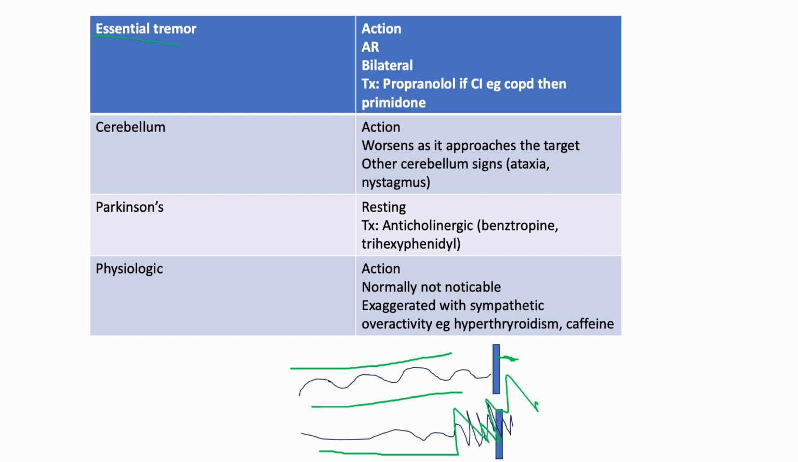Then with Parkinson's, which is a resting pill rolling tremor, you're going to use an anticholinergic for treatment, like benztropine and trihexyphenidyl. And then the physiologic tremor, as the name indicates, is a normal tremor that we all have. Remember, it's the most common cause of action tremor. It's not normally noticeable, but when you are tense, or have a lot of caffeine, or if you're hyperthyroid, it can become exaggerated, and then you get the bilateral action tremor which is physiologic. So this was all about the tremors.